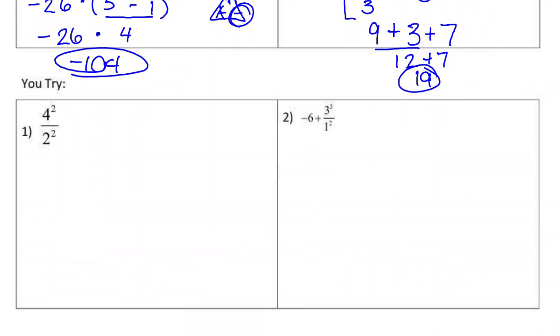So 4 to the second power, that's written out 4 times 4, which is 16. 2 to the second power is 2 times 2, which is 4. And then I have 16 over 4. And if I do the division there, because I can divide 16 divided by 4, I get just 4. Go ahead, pause here. I want you to do number 2 on your own.